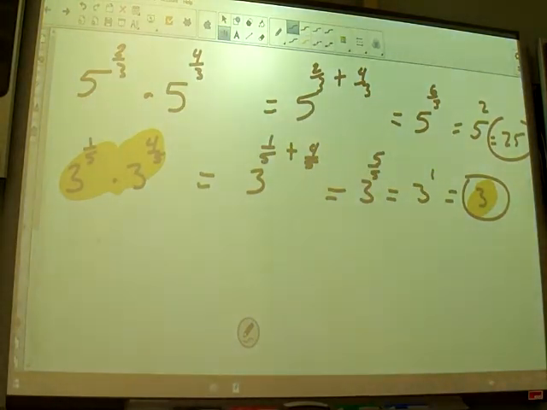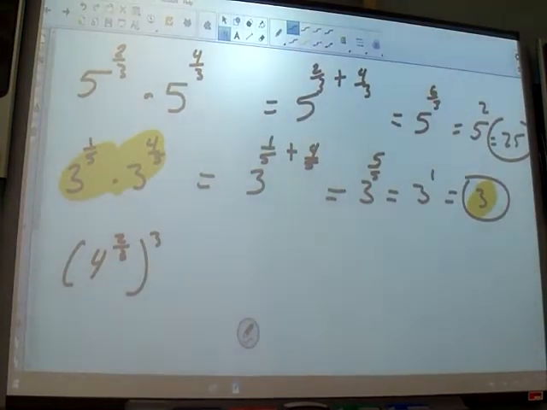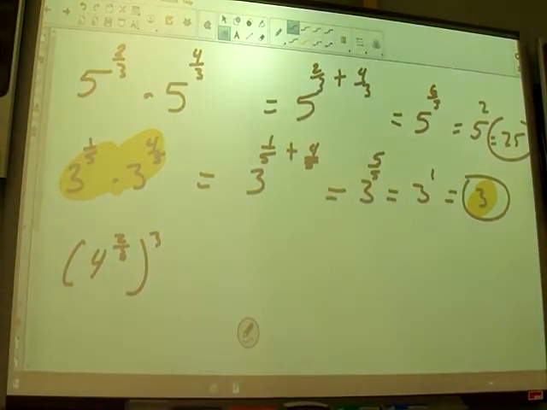All right, let's change gears here. I have 4 to the 2/3, all to the 3rd. Okay, so this is a different property. Should look different to you. This is the one I call power to a power, because you have a power in the parentheses and then you have another power outside. Would it be equal to 4 to the 6/3?